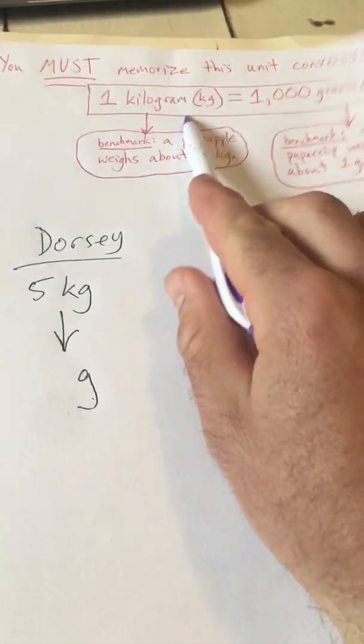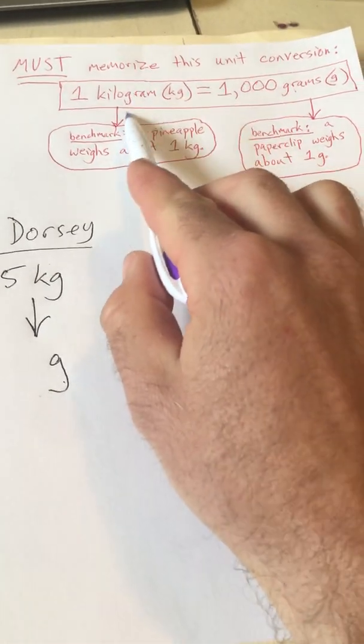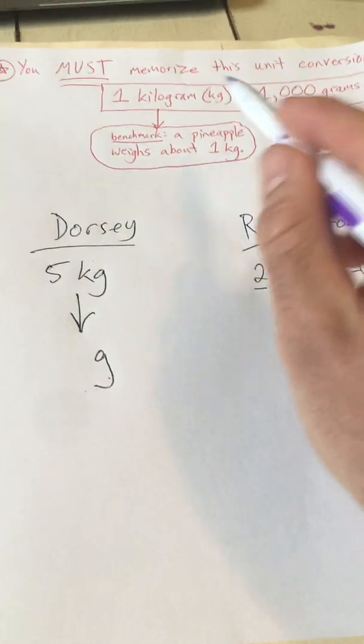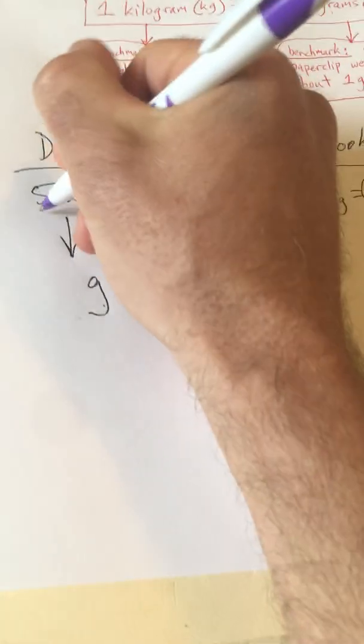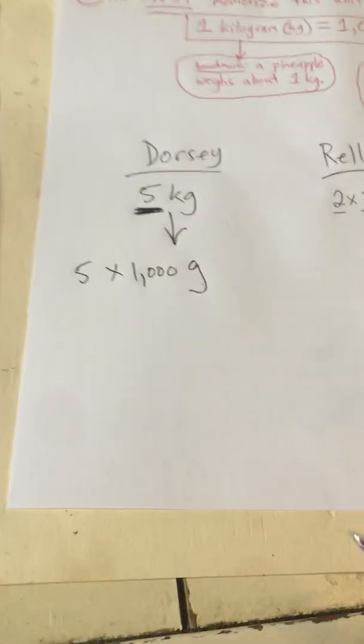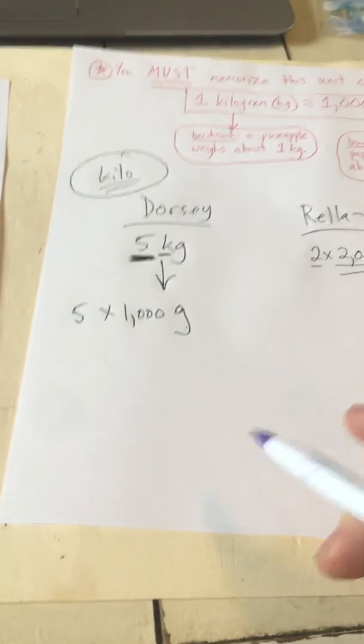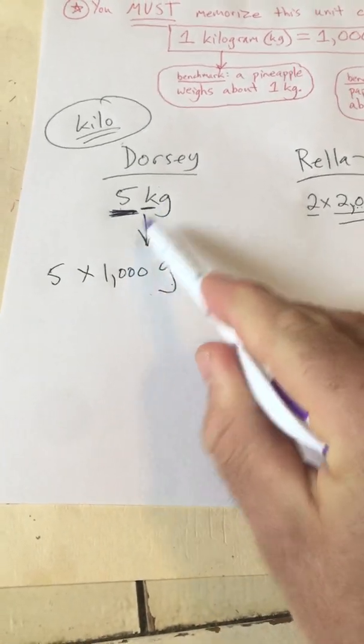So let's go back to this, which you need to know, like I said at the beginning. A kilogram is 1,000 grams. So 1 kilogram is 1,000 grams. So 5 kilograms is 5 times 1,000 grams. It's 5. Kilo means 1,000. When you see kilo, that means 1,000. So kilogram, 1,000 grams.